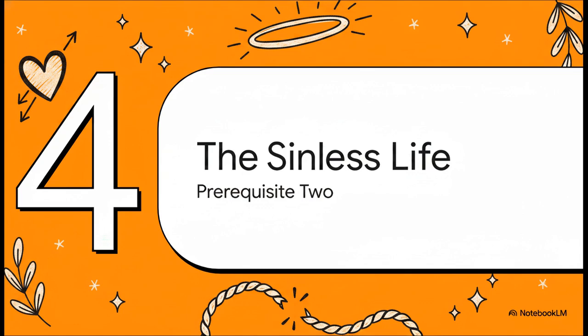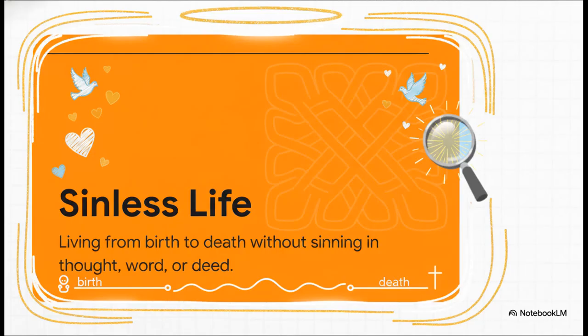And that takes us to our second required course in this theological syllabus. Section 4, Prerequisite 2, the sinless life. Because becoming human was step 1, but how that human actually lived was step 2. Now, this precondition requires an absolutely flawless record. We are talking about living from birth to death without sinning in thought, word, or deed. It's honestly a level of purity that is almost impossible for us to even wrap our minds around.